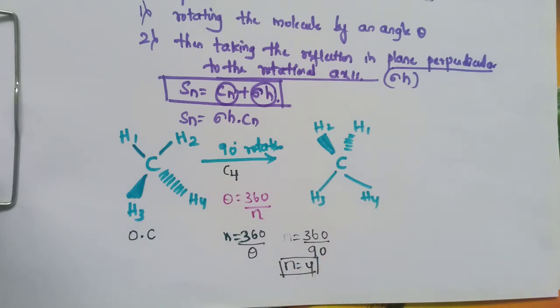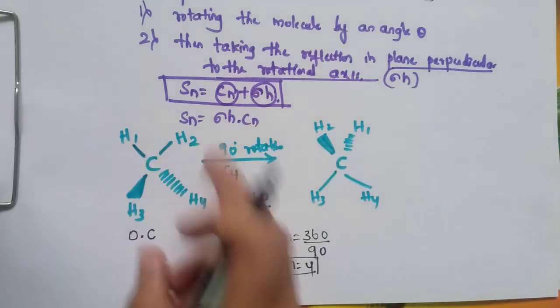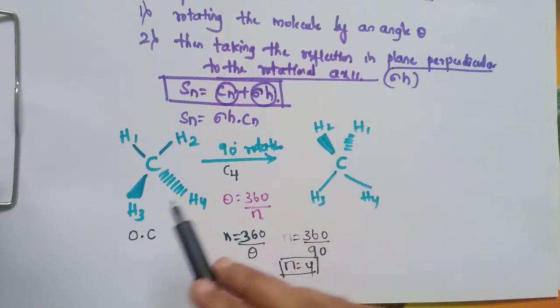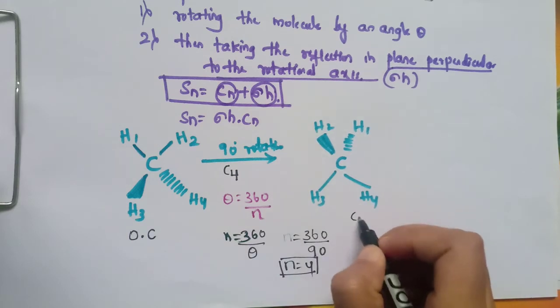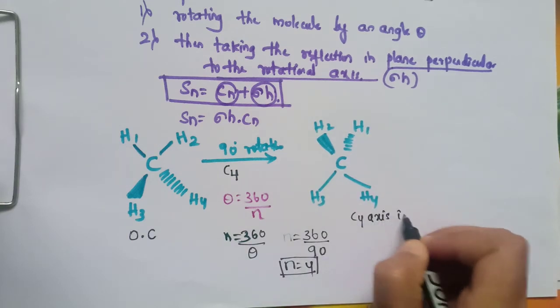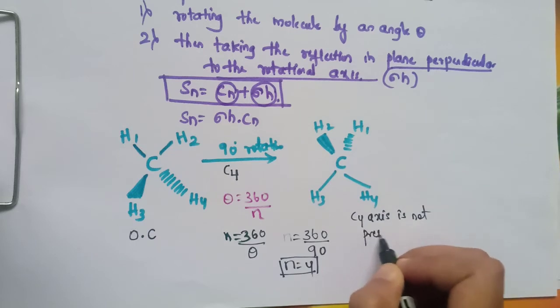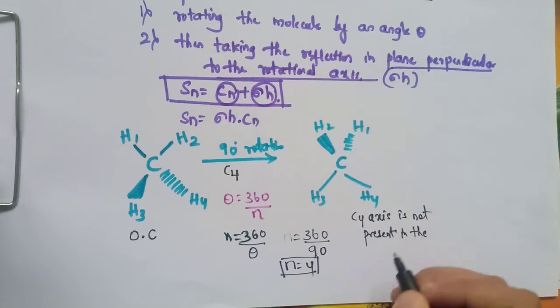But look at this molecule. Is it equivalent to this first molecule? Here, in this, H1 and H2 are on the plane of the paper, whereas in the second structure these H1 and H2 are not on the plane of the paper. Here H3 and H4 are towards and away, and these are on the plane of the paper. So it is completely different from the original configuration. So it is not equivalent to the original configuration. So here the C4 axis is not present in the CH4 molecule.